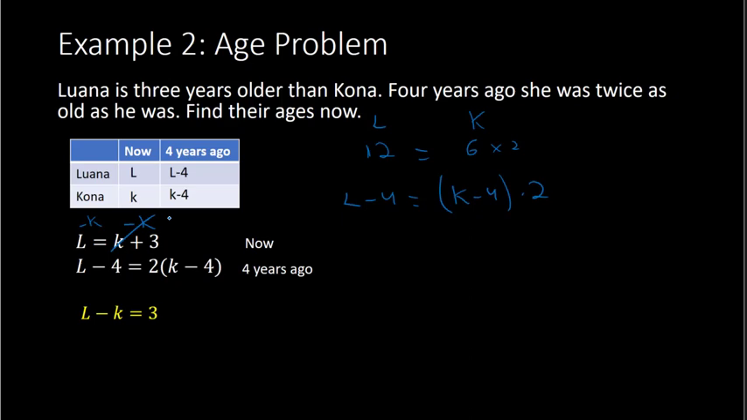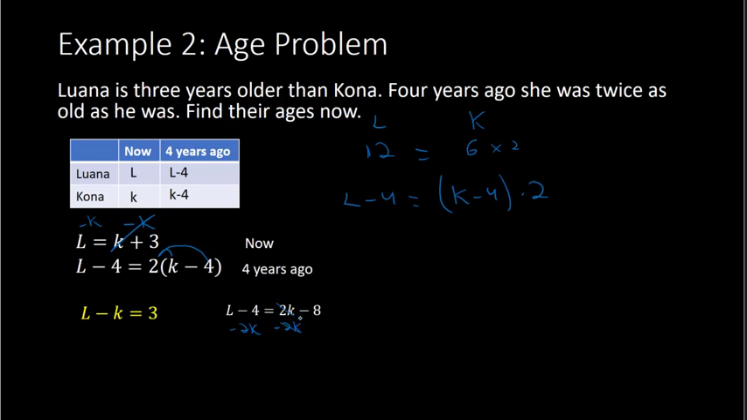Okay, for the second equation, we would want to distribute. So 2 times K and 2 times negative 4. That gives me 2K minus 8, which we see right here. And then we want to bring this 2K over. So make sure the L and the K are on the same side. We can do that by subtracting 2K.